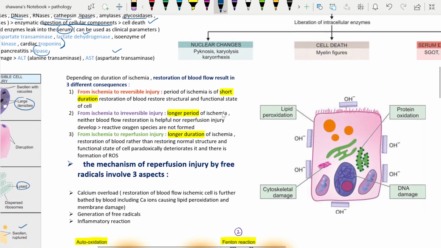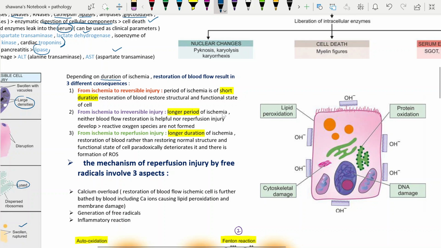Okay, depending on the duration of ischemia. Ischemia means the blood supply is disrupted, a reduction of the blood supply to an organ. Depending on the duration of that, restoration of the blood results in three consequences. For example, if there is ischemia for a very short duration of time, and there is restoration of the blood, the cell restores the normal structural and functional state. It is not damaged in this condition if the ischemia is of shorter duration.